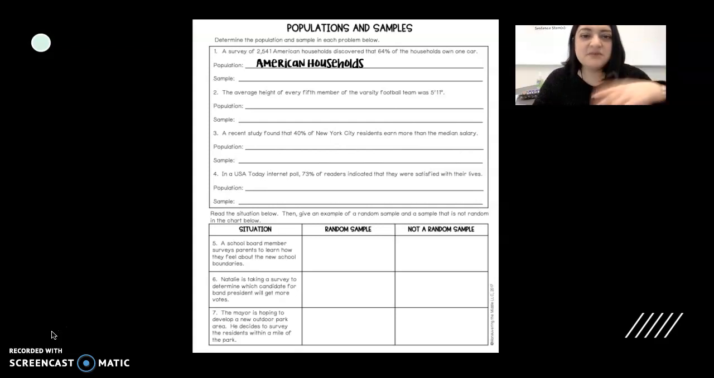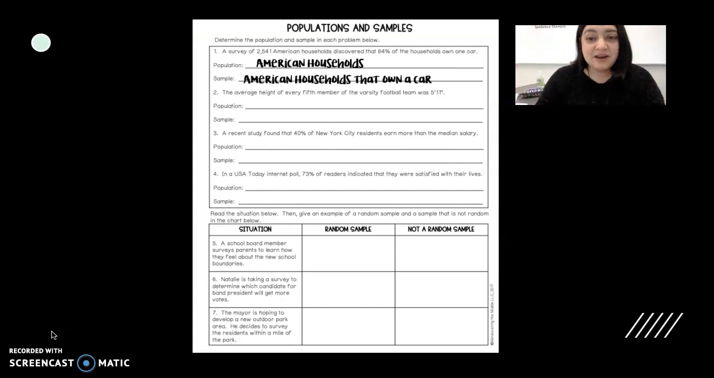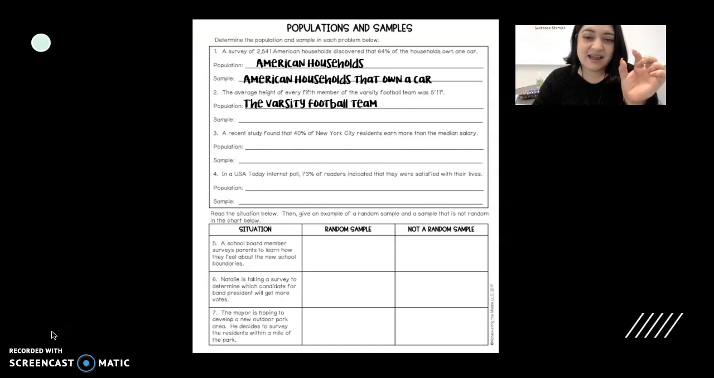A survey of so many American households. That's the whole group, American households. The sample is American households that own a car. That's the small group. That's the 64%, the subset. Let's look at number 2. The average height of every 5th member of the varsity football team was 5'11". The population, they asked the varsity football team. The sample is the small group that they asked, which is every 5th member of the team.